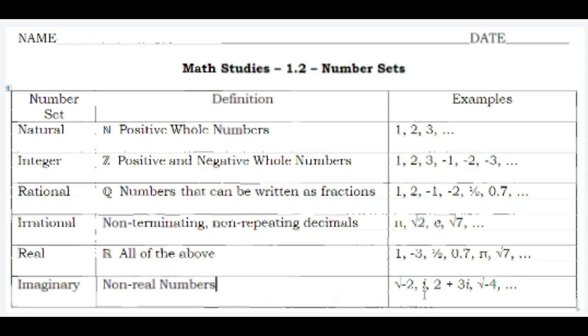i, in mathematics, is the square root of -1. There's also complex numbers, and the square root of -4. All of those are imaginary numbers.